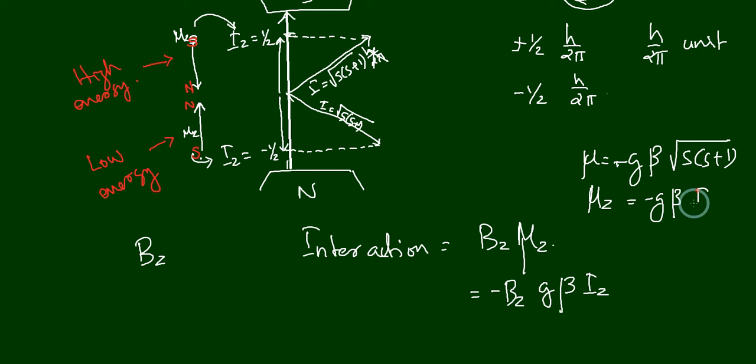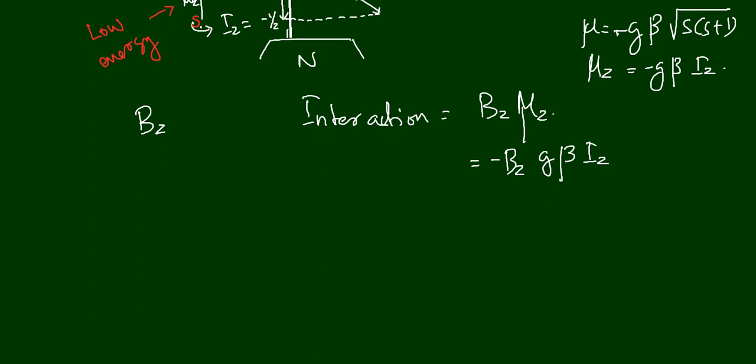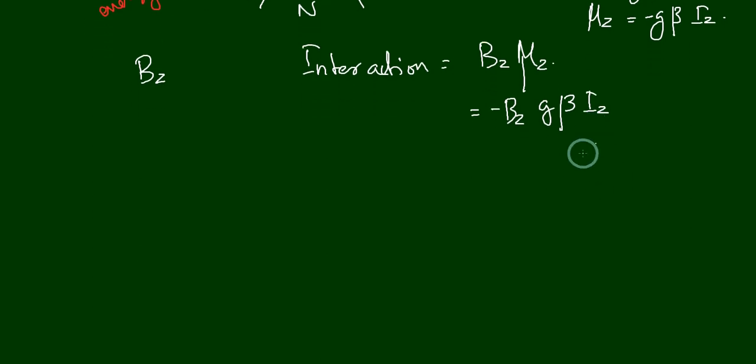That is why I have written Iz here. Iz can be either plus half or minus half. Therefore, mu Z depends upon Iz, which is either plus half or minus half. So that is why I have written the interaction is equal to Bz into mu Z. Therefore, this is equal to minus Bz into G into beta into Iz. So that is the energy of a particular situation corresponding to any Iz situation.